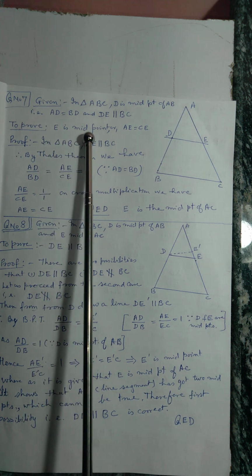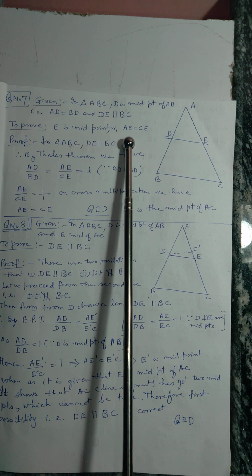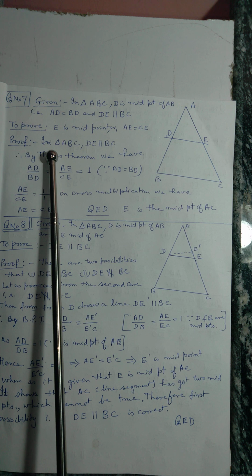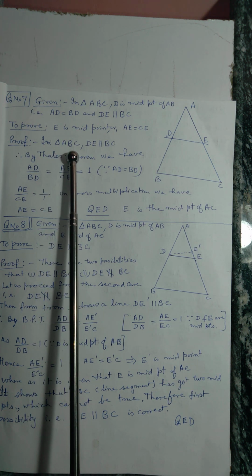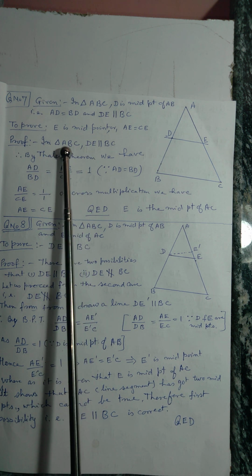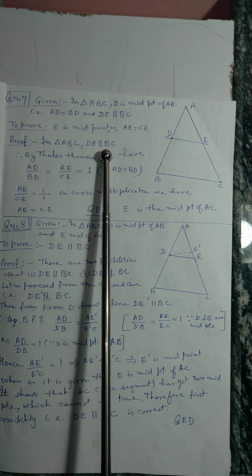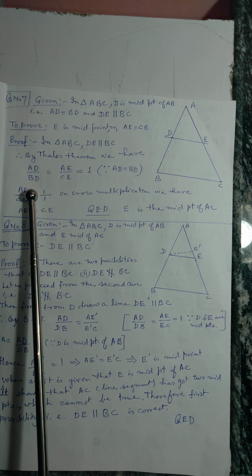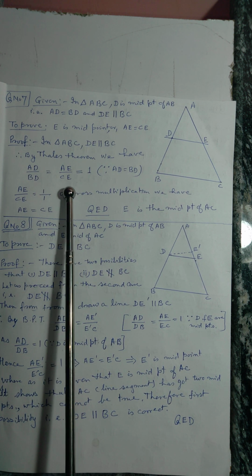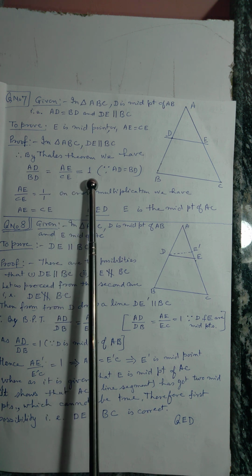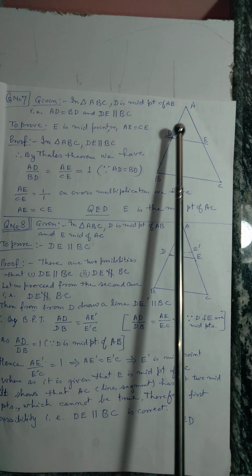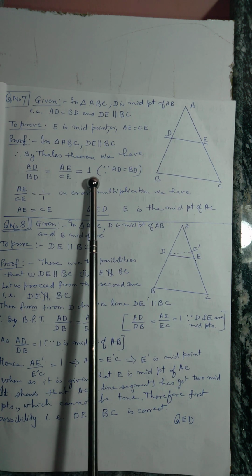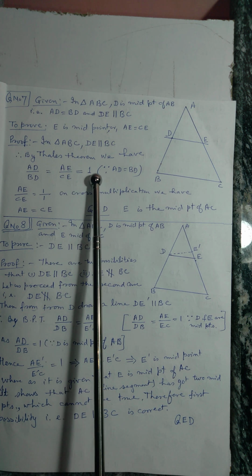We have to prove that E is the midpoint of AC. Therefore, AE is equal to CE. Proof: in triangle ABC, DE is parallel to BC. By Thales' theorem, we have AD by BD is equal to AE by CE. That is 1. Why is it 1? Because AD and BD both are equal, so when we divide, we get 1. So AE by CE is equal to 1.